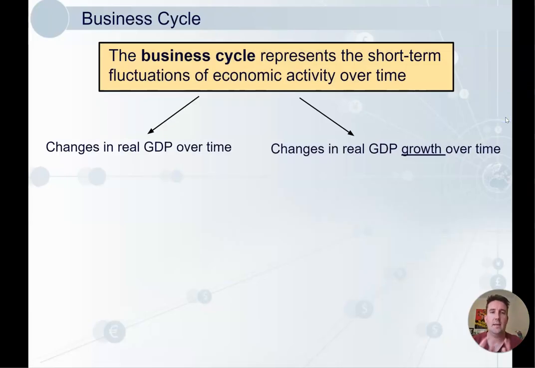What we see as the business cycle, what it does is it represents the short-term fluctuations of economic activity over time. So there are two different business cycles that we can look at. One where it looks at changes in real GDP over time, and another where it looks at changes in real GDP growth over time. So slightly different concepts. Slightly different cycles.